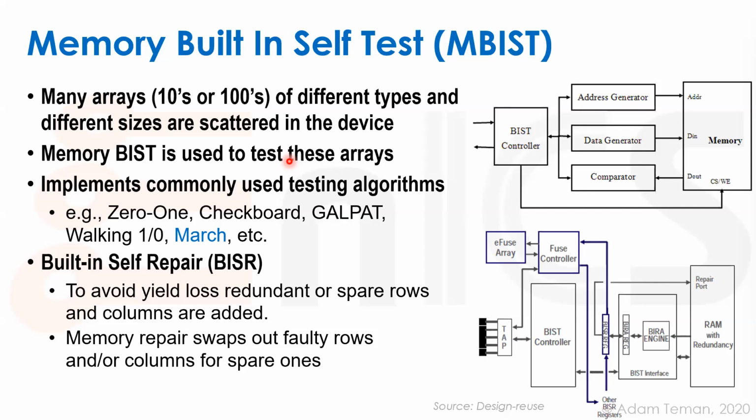So that's called redundancy, and the test that fixes it is called a built-in self-repair. And that's very common also. In most of the memory compilers, you can actually tell them, I want this SRAM to have redundancy or not have redundancy, etc.